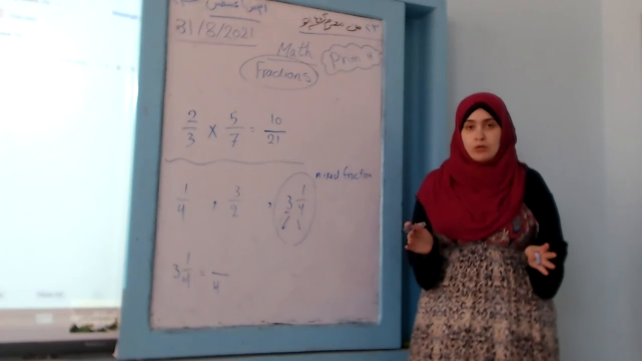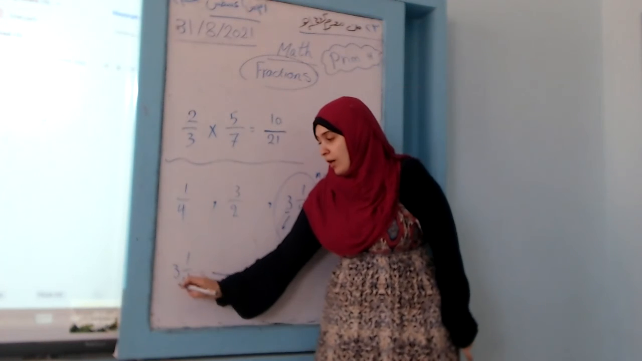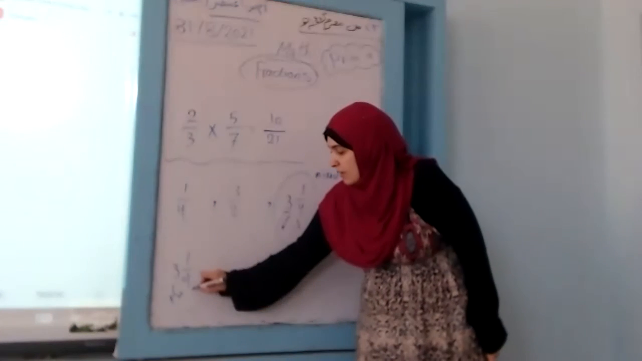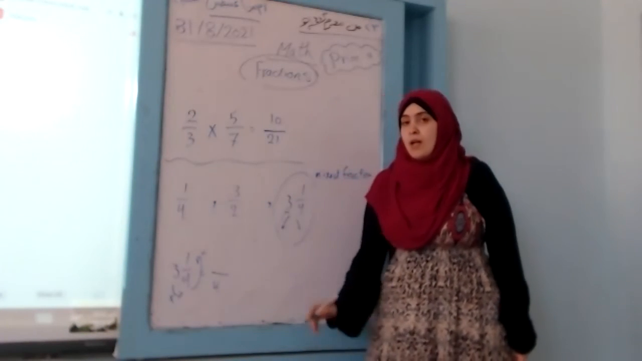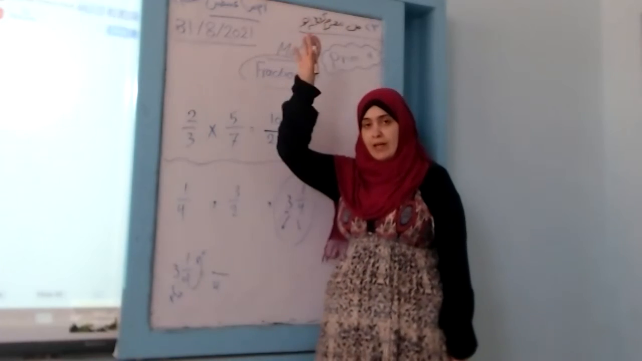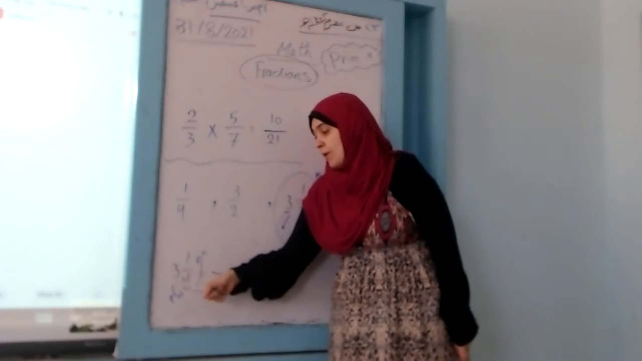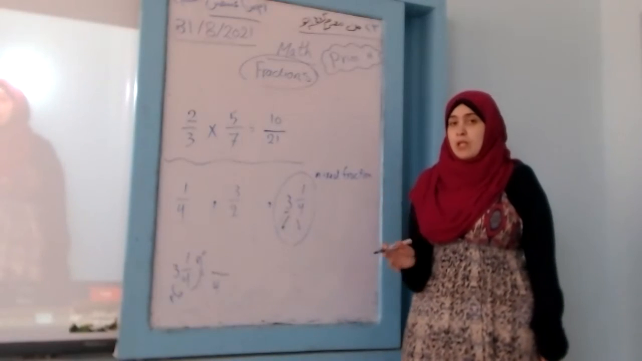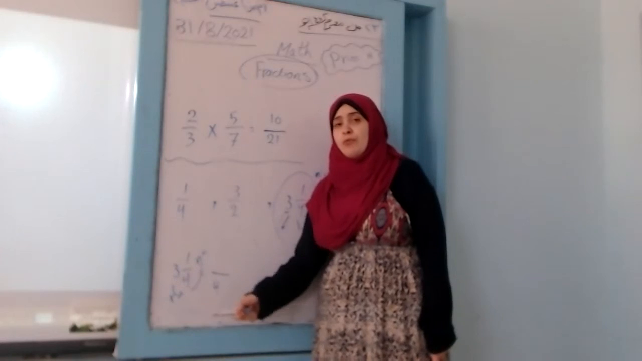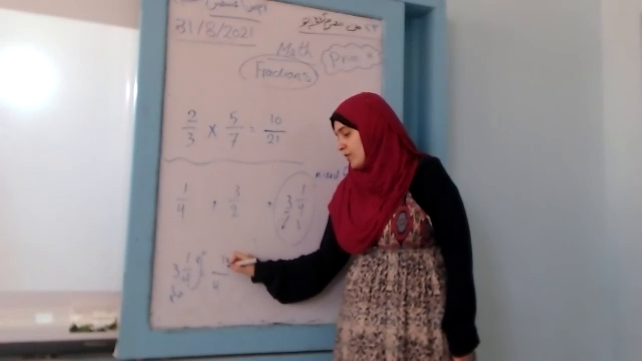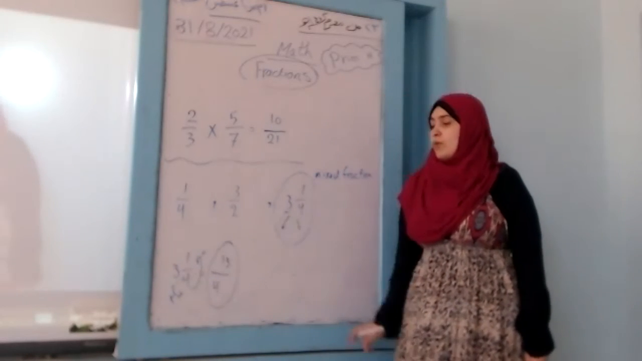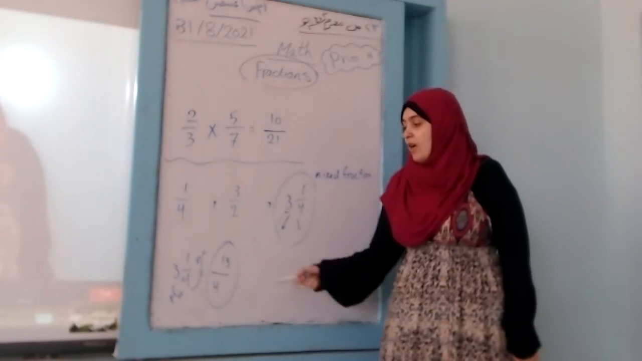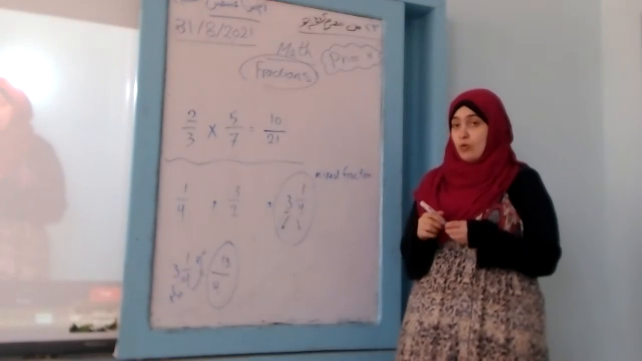And what do I do in the numerator? I have an important method. I will multiply 3 by the denominator, then I will add. Multiply and add. Don't forget that. 3 multiplied by 4 is 12, and you must know the times tables. 12 plus 1 equals 13, so 3 and a quarter equals 13 over 4. That is how to convert any mixed number to a fraction: I multiply then add.